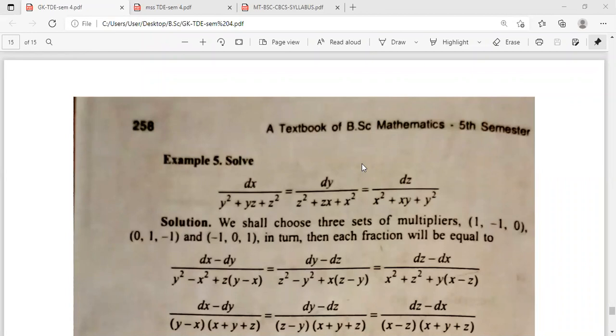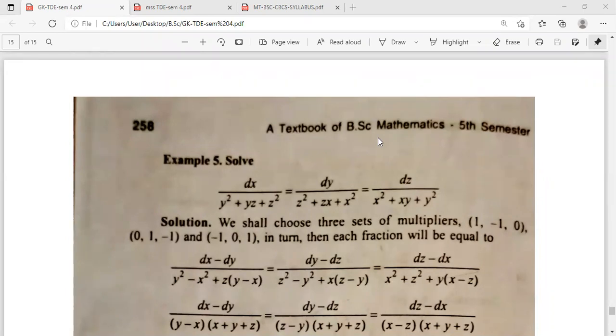Now, set of multipliers means you have to find the values P1, Q1, R1 in such a way that P1P plus Q1Q plus R1R is equal to 0. That is, the denominator will be 0 and the remaining thing is easily integrable. Whatever we multiply in the numerator, P1dx plus Q1dy plus R1dz, we get. Similarly, you have to find another set of multipliers, and then solve and get two solutions out of the three pairs.